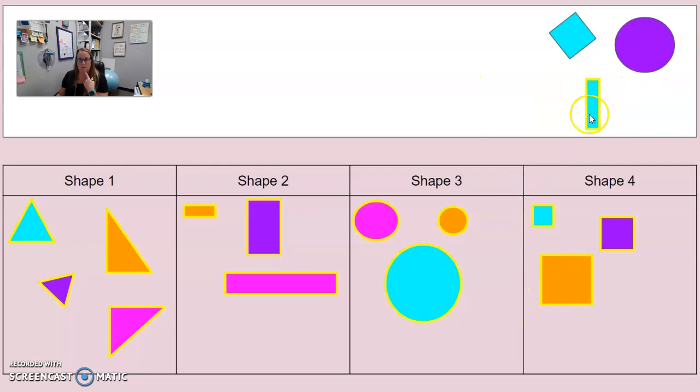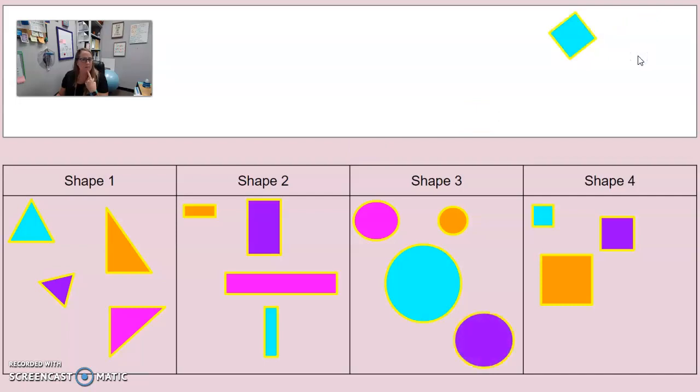All right, what about this one? 1, 2, 3, 4 sides. Is it going to go in bucket number 2 or bucket number 4? Hopefully you said 2. All right, what about this one? Where's it going to go? Yeah, it's going in shape 3.